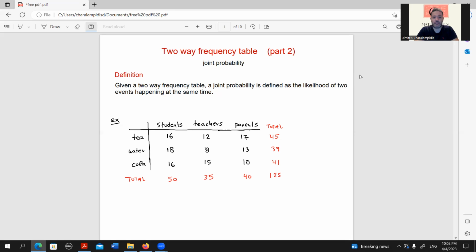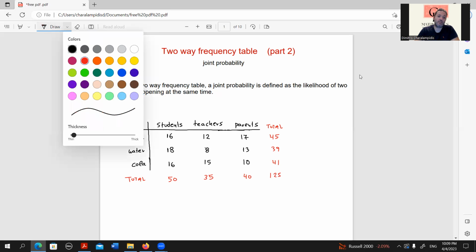It's the common example that we have in all these series, where the two categorical data that we examine are the person's role in a campus, whether it's a student, a teacher, or a parent, and that person's drink preference, whether it prefers tea, water, or cola. We have the frequencies, we have the totals, so we are ready to answer any question regarding a joint probability. How will this question look?